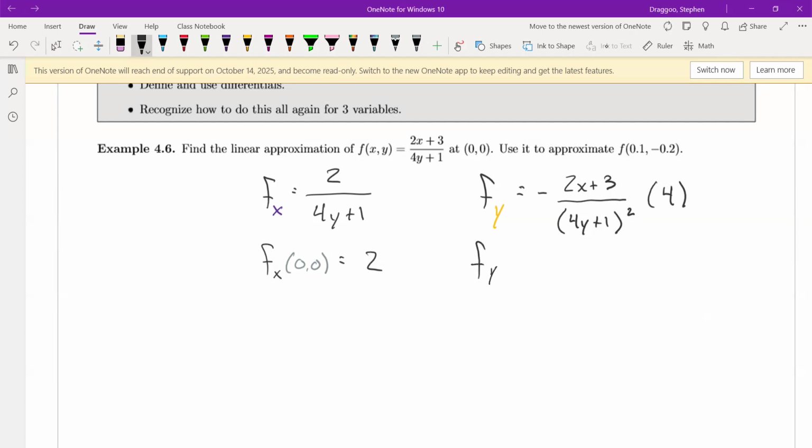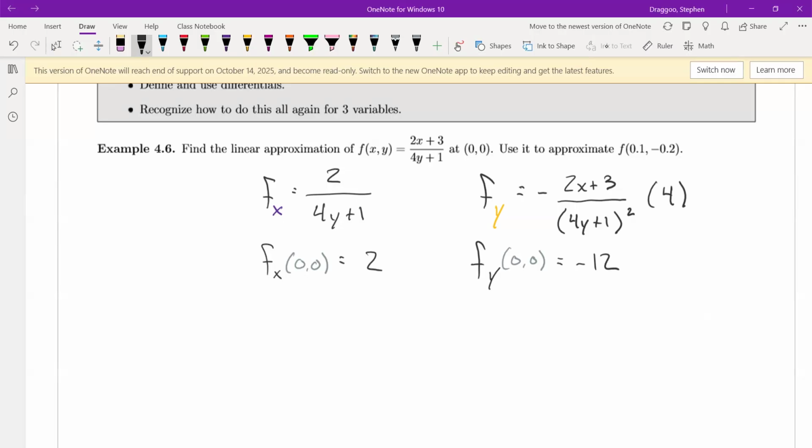Anyway, let's plug in 0, 0 to our partial y derivative. If we do that, we're going to get -3 times 4 divided by 1 squared, which is -12.